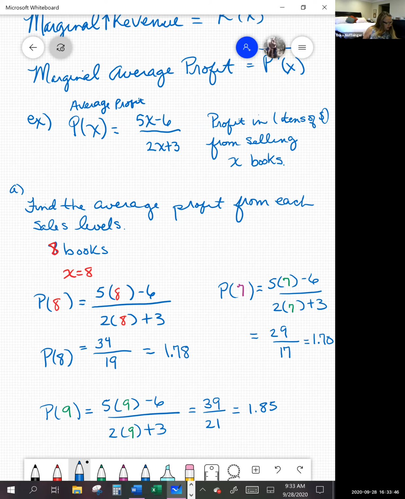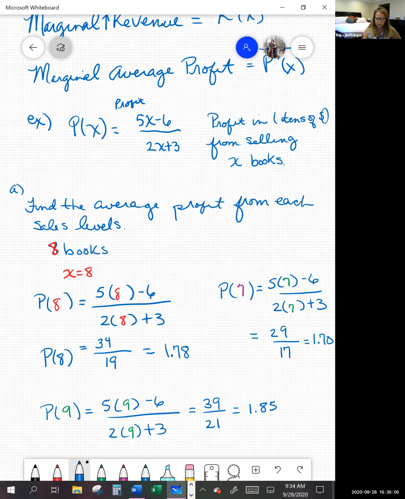Okay, so I'm realizing something's off. Let's just pause for a sec. Okay, so I figured out what was wrong. This was my profit function and not my average profit.